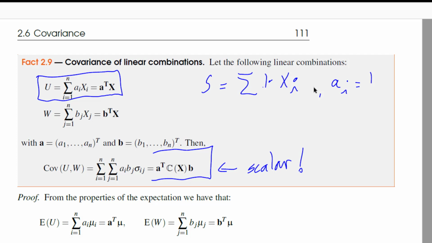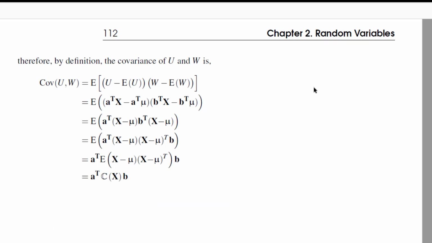Okay, so let's see why this formula is true, and then we're going to do examples about it. So there's two ways of doing this proof. But let's start with the definitions. All right, so given these two definitions of u and w, we can calculate their expected values. Okay, and we know expected value is a linear operator. So let me do w here. If I do the expected value of w, it's going to be the expected value of this whole thing, and the expected value operator comes inside. So it's going to be bj times the expected value of xj. But by definition, the expected value of xj is mu j, right? So that's why we have this. And in vector notation, it's simply b transpose times mu. Okay? So that's the expected values.